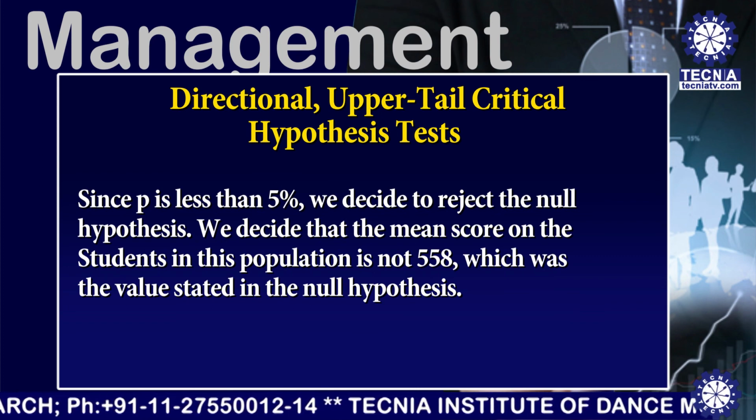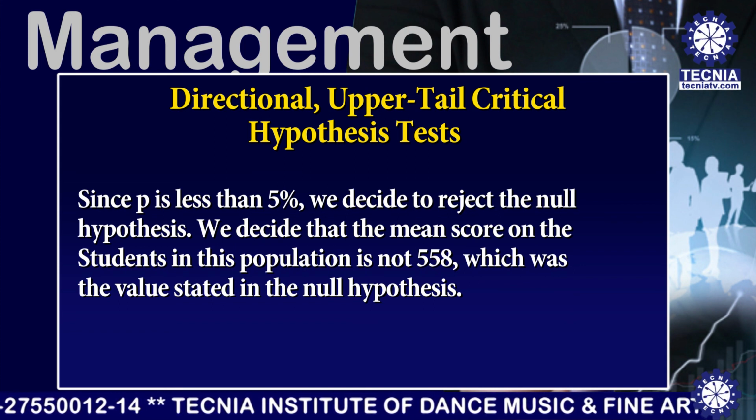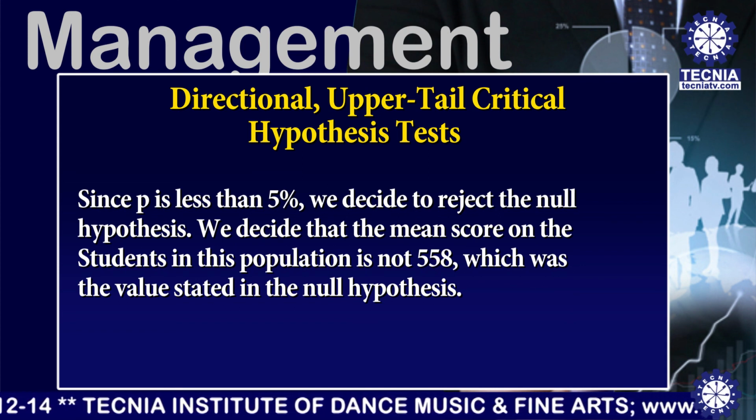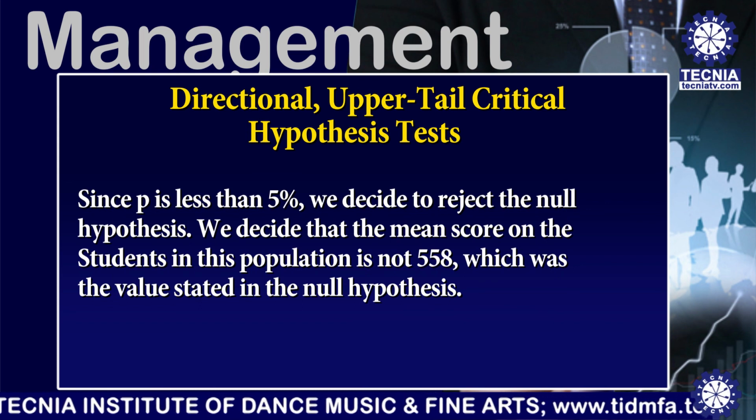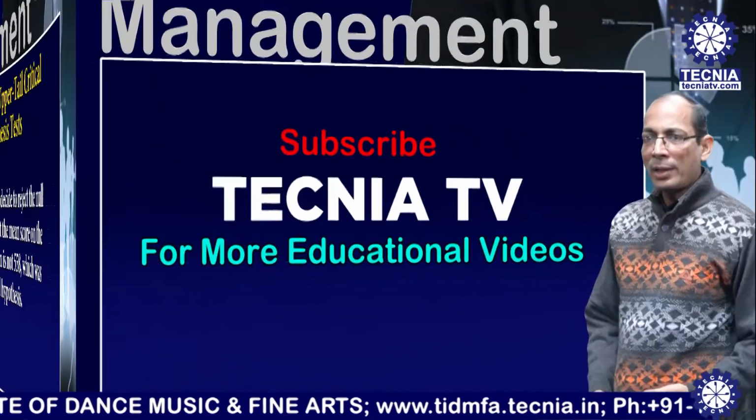We decide that the mean score of the students in this population is not 558, which was the value stated in the null hypothesis. This is the conclusion of my lecture. Thanks a lot.